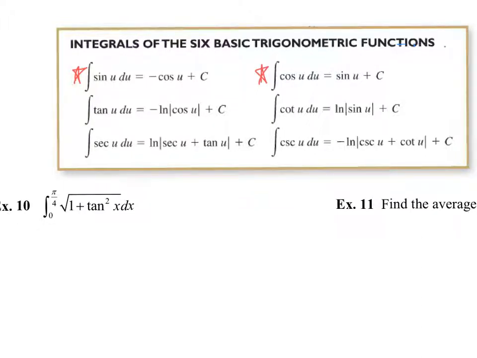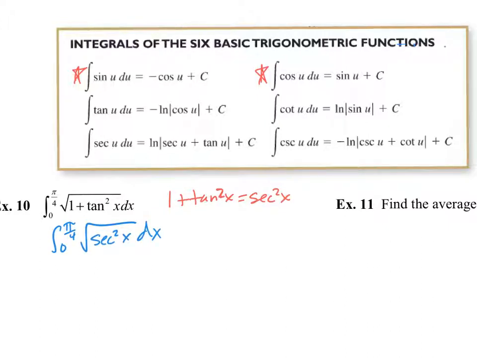So our example number 10 says the following. It's a definite integral. We're going to take the integral from 0 to pi fourths of the square root of 1 plus tan squared x dx. So the first thing we can do is actually simplify this quite a bit, because you might recall from your pre-calculus course that the trig identity 1 plus tangent squared x is equal to secant squared x. So let's rewrite this integral as the integral from 0 to pi fourths of the square root of, I'm going to replace that 1 plus tan squared x with secant squared x dx.